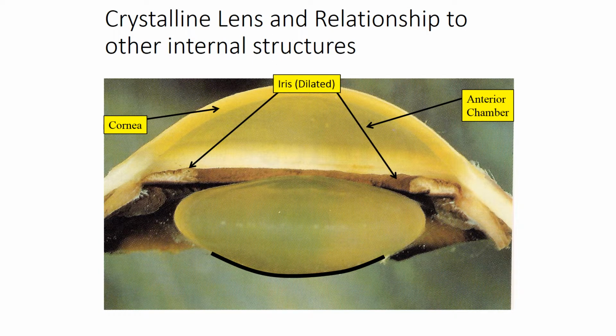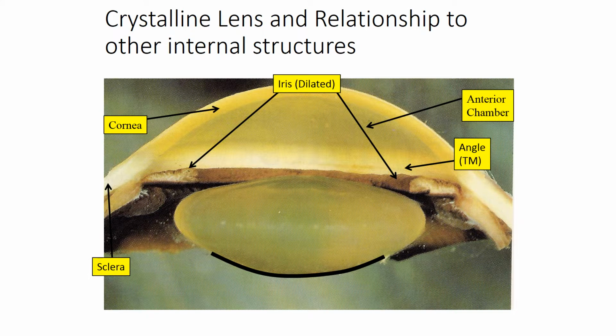Here we have the iris. It is dilated. The iris is Greek for rainbow, and of course there are different colors to everyone's iris, and that gives each eye its characteristic color. Between the cornea and the iris, in the anterior chamber, is the angle, also known as the trabecular meshwork, where the fluid drains out of the eye, and it is also an important consideration for diseases like glaucoma.